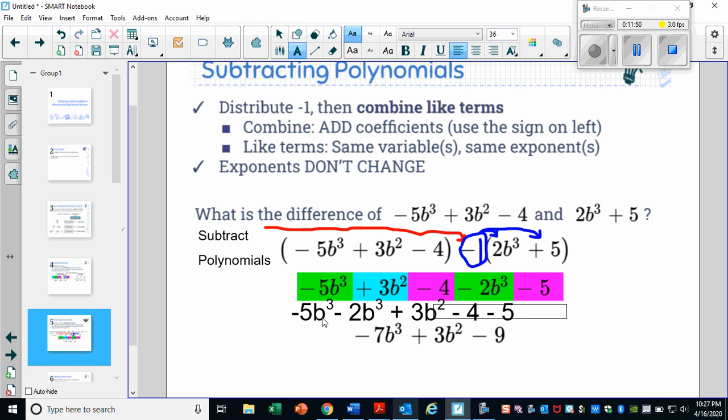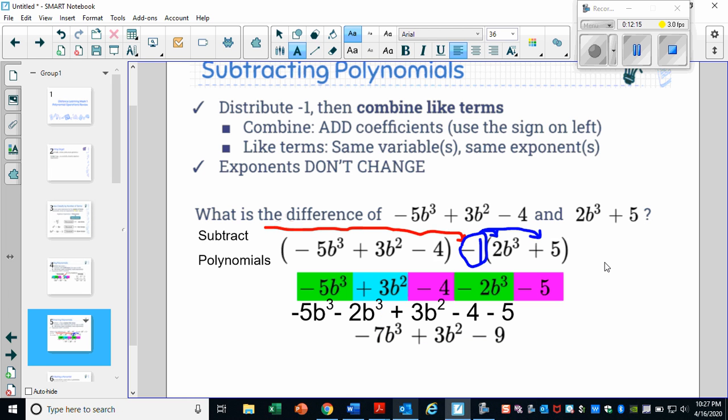So we have negative 5b to the third minus 2b to the third. That's how we have our negative 7b to the third. And then positive 3b squared just stays. That's the only b squared term throughout this whole polynomial. And then you have negative 4 minus negative 5. That gives us negative 9.